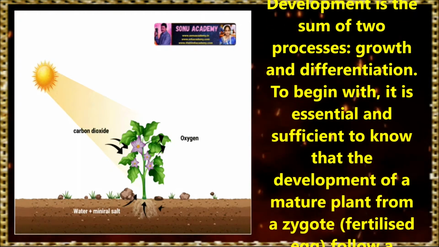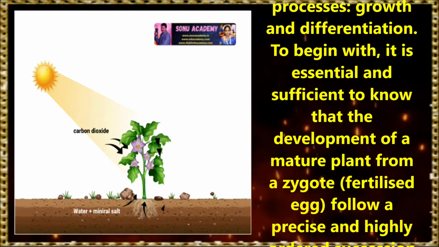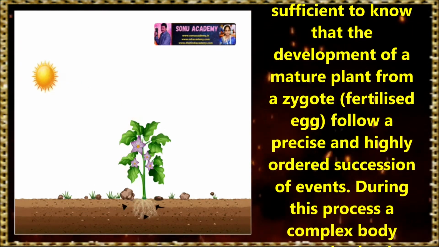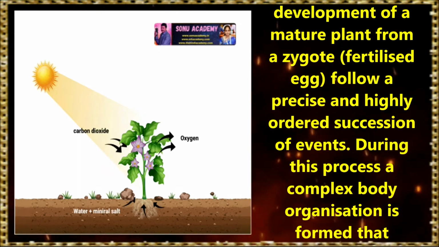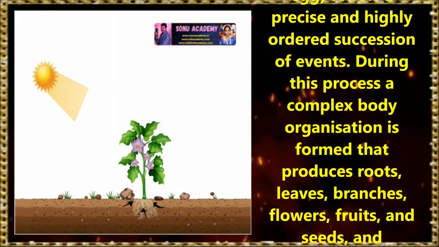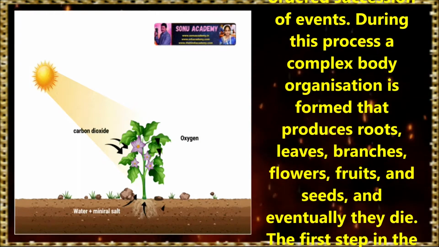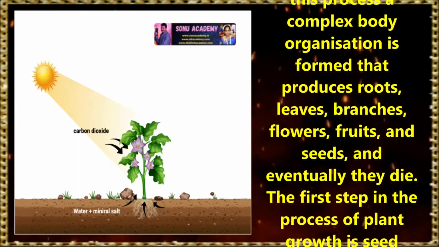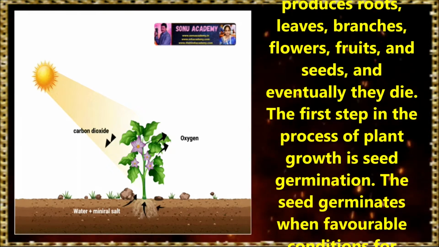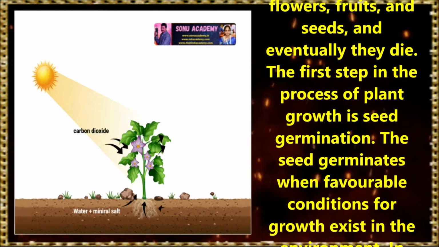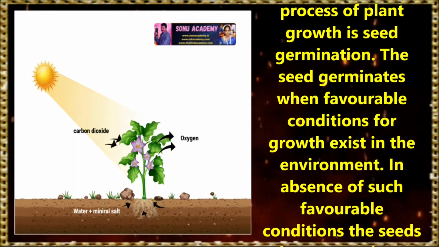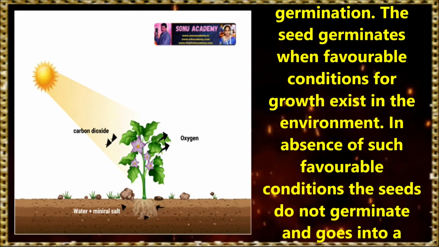Development is the sum of two processes, growth and differentiation. To begin with, it is essential and sufficient to know that the development of a mature plant from a zygote follows a precise and highly ordered succession of events. During this process, a complex body organization is formed that produces roots, leaves, branches, flowers, fruits, and seeds, and eventually they die. The first step in the process of plant growth is seed germination.